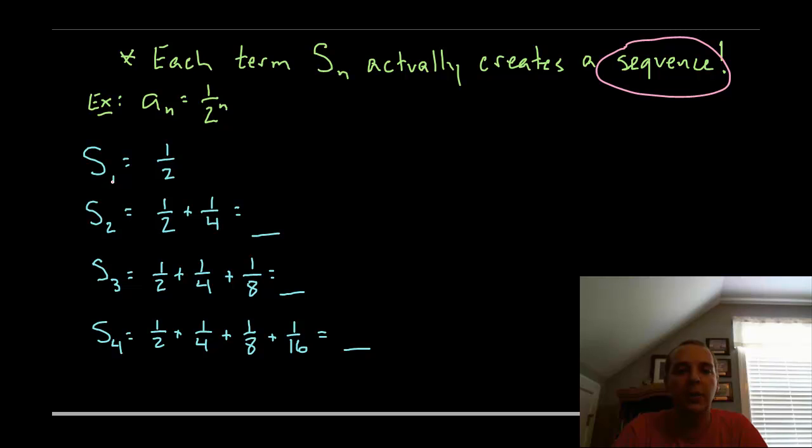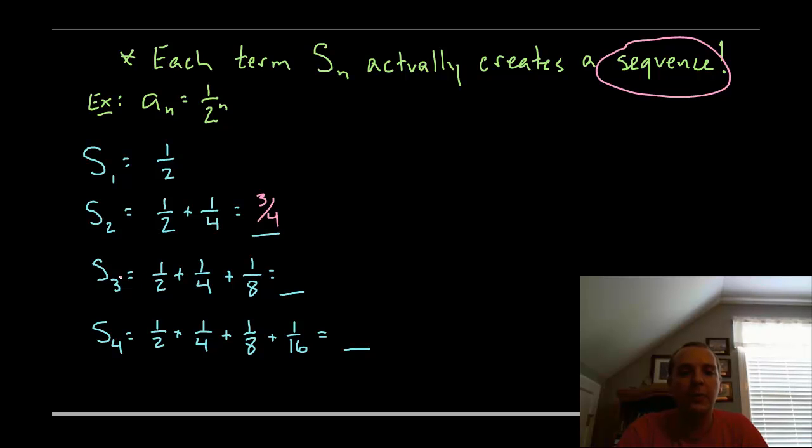So S sub 1 would be the sum of the first term of the sequence. You just get a half. S sub 2 would be the sum of the first 2 terms of the sequence. So you get a half plus a fourth. Add those up, I think you get 3/4.